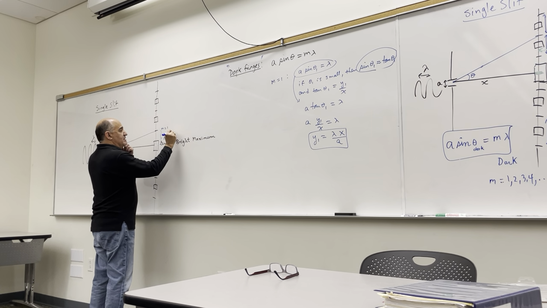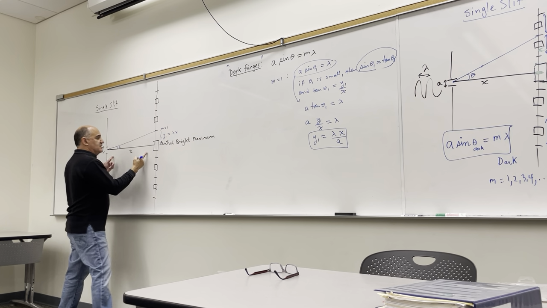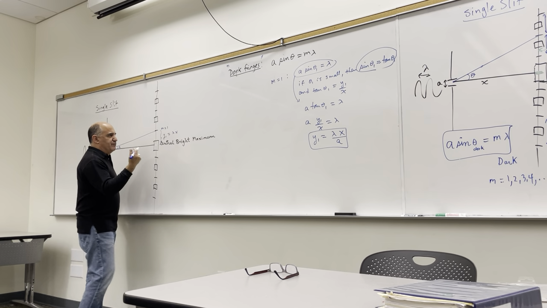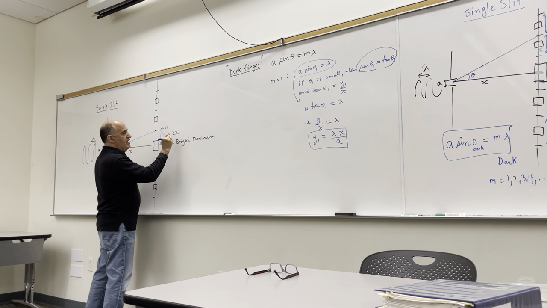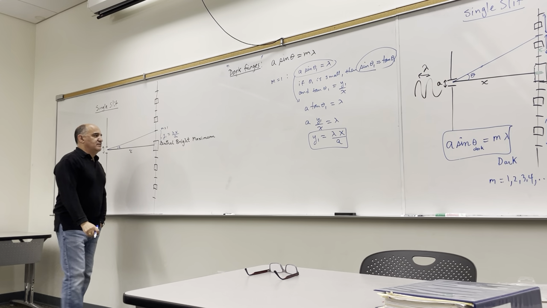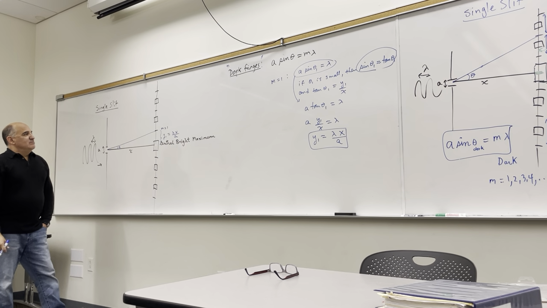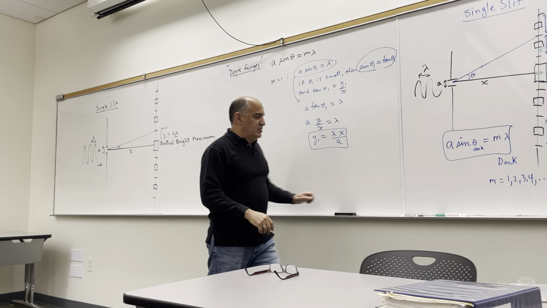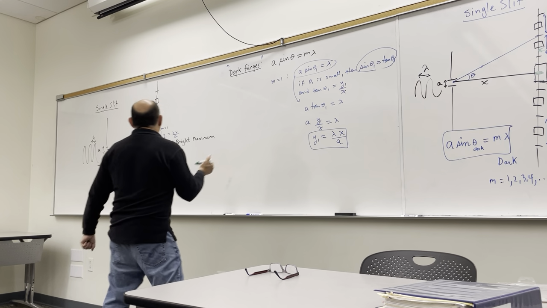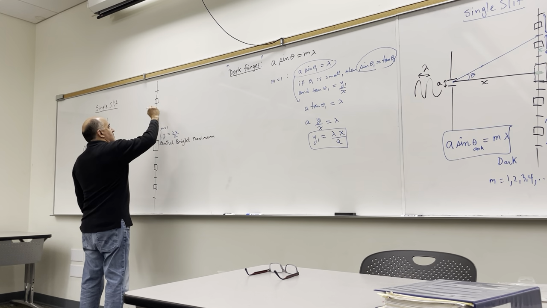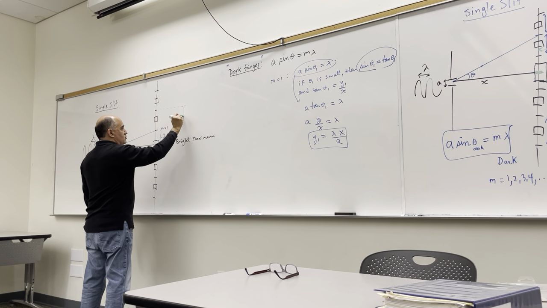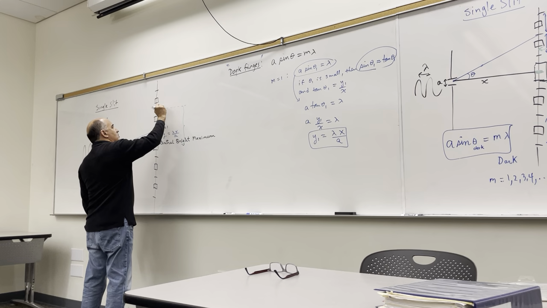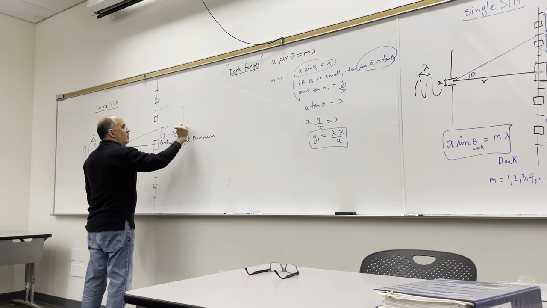So I know what this distance is. This is lambda x over a. x is the distance. I don't like the x, honestly. I prefer L over a, the width of the slit. What if I want to know, I'm going to use a different color so it's easier for you to see, what if I want to know this distance, from this dark to the central bright maximum? That would be the one that corresponds to m equals 2. So what is y2 equal to?